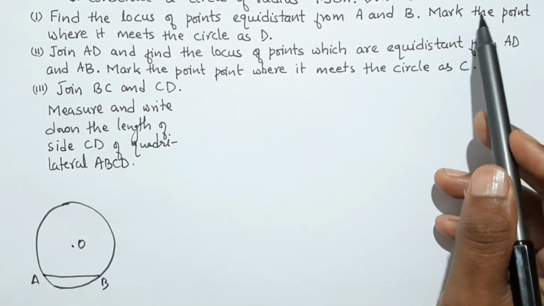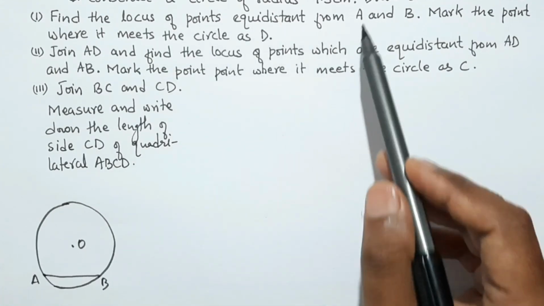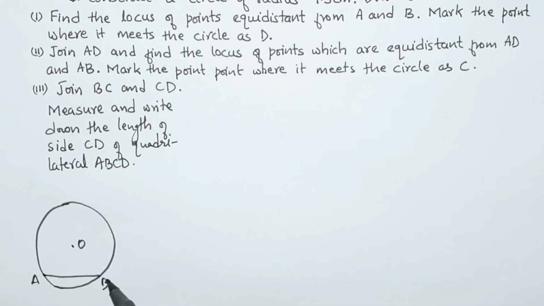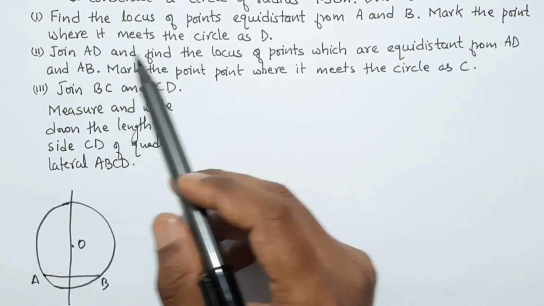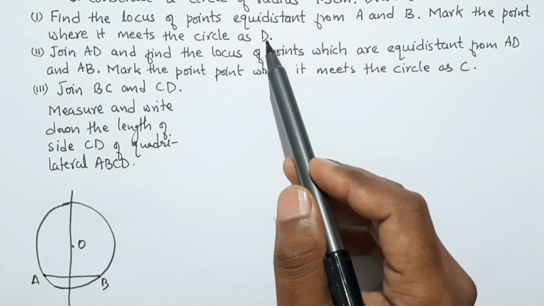Then find the locus of a point equidistant from A and B. That means we have to draw a perpendicular bisector. So this is our perpendicular bisector. Then mark the point where it meets the circle as D.